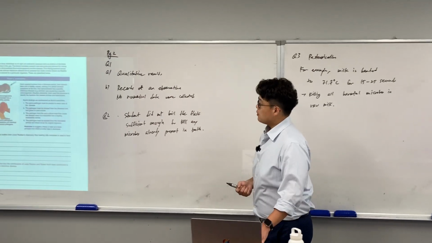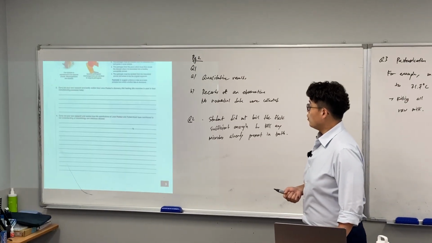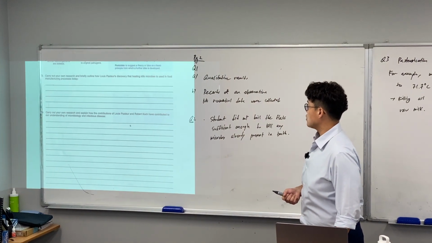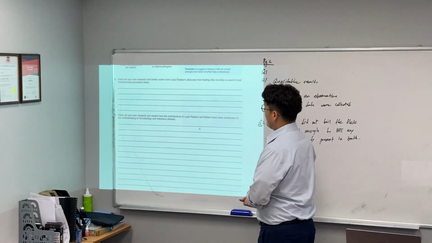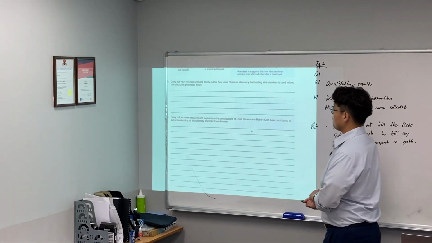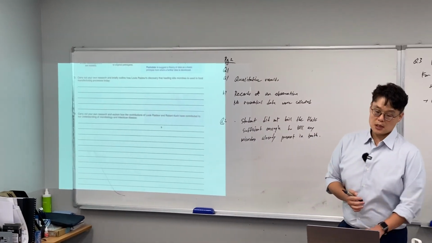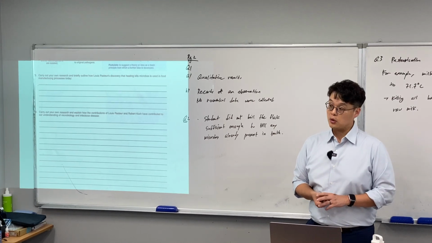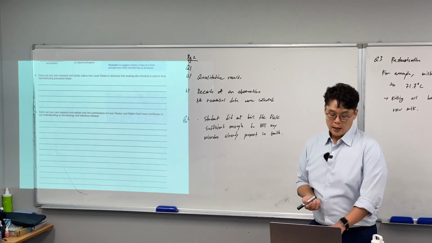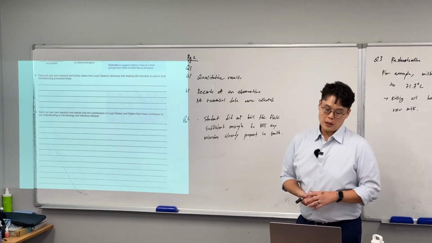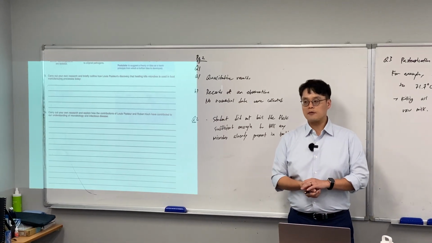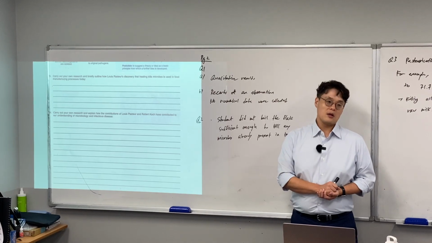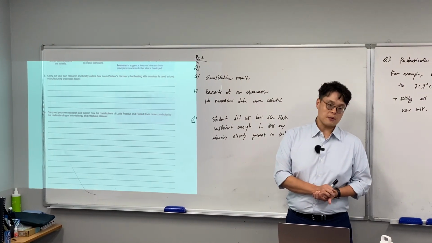Okay, that's a good example. We can use it out. Question 4: carry out your own research and explain how the contributions of Louis Pasteur and Robert Koch have contributed to our understanding of microbiology and infectious diseases. This is basically what I went through today in your workbook, in terms of what they have done. Those two are very important scientists, not only for science but in our everyday life. Without them, we probably wouldn't be here.